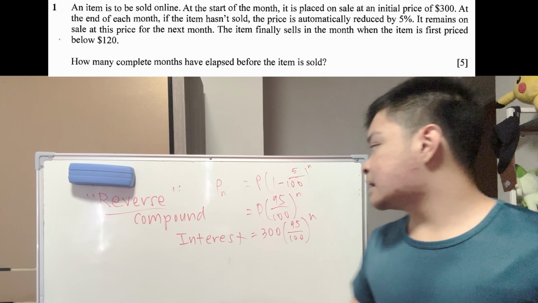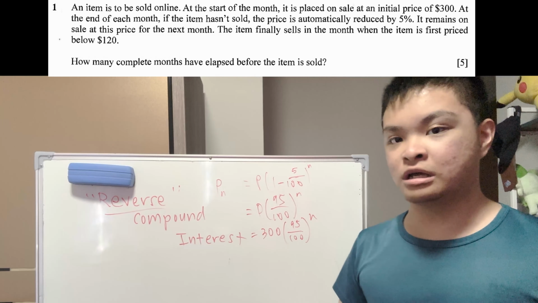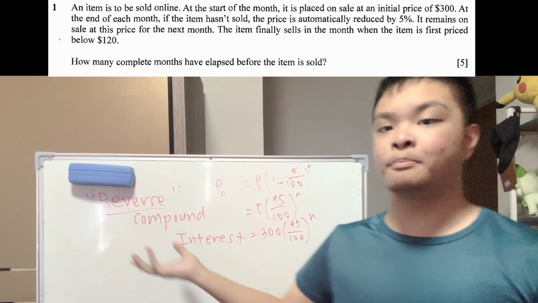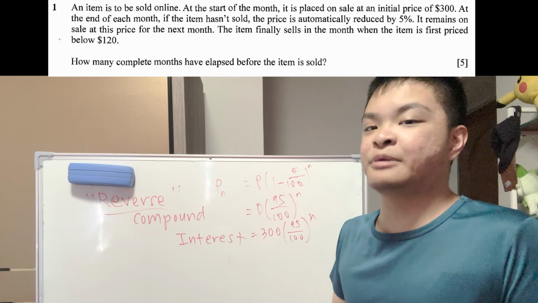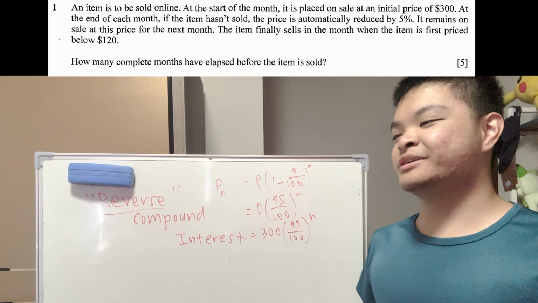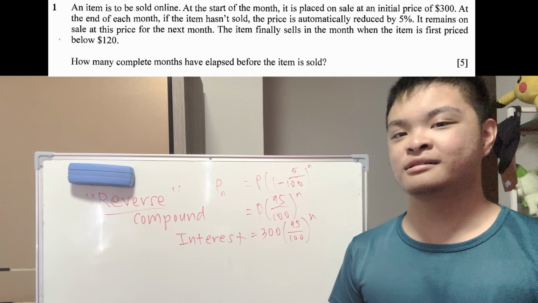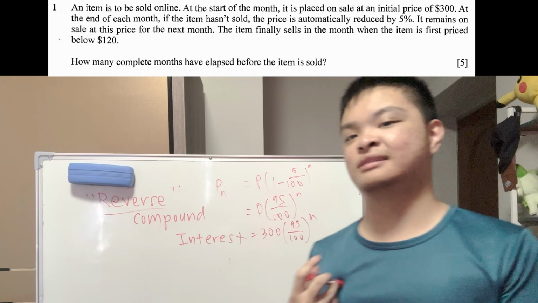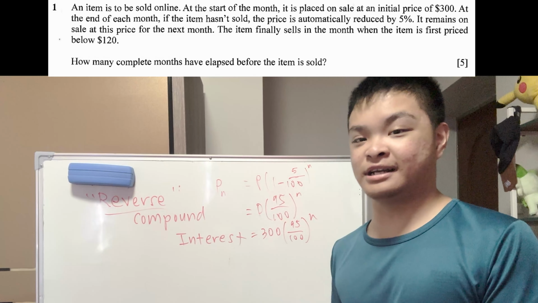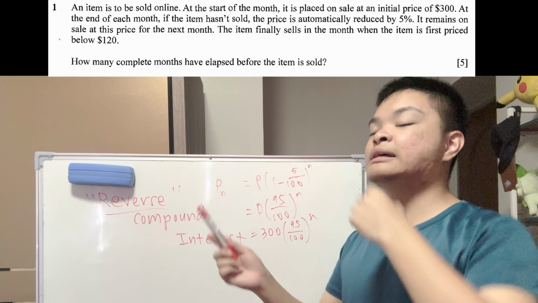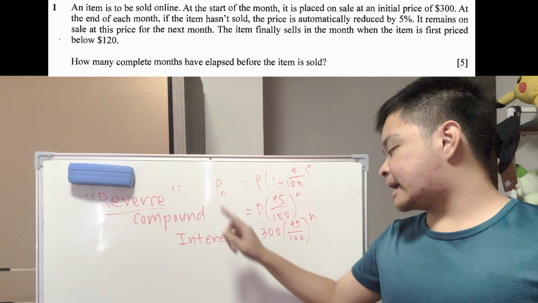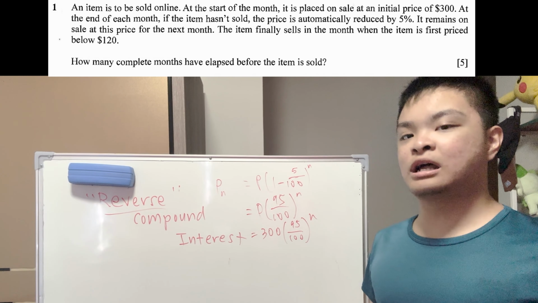Okay, so we have successfully come up with an equation to help us tackle this problem, and we made use of the so-called reverse compound interest. I put the quotation marks because technically there's no such thing as reverse compound interest. I mean, come on, you can't be depositing your money in a bank and having the bank take away your money. That doesn't make sense. So it's an easy way to understand it, because it's a reverse in the sense that there's a decrease instead of an increase. So Pn equals 300 times 95 over 100 to the power of n.